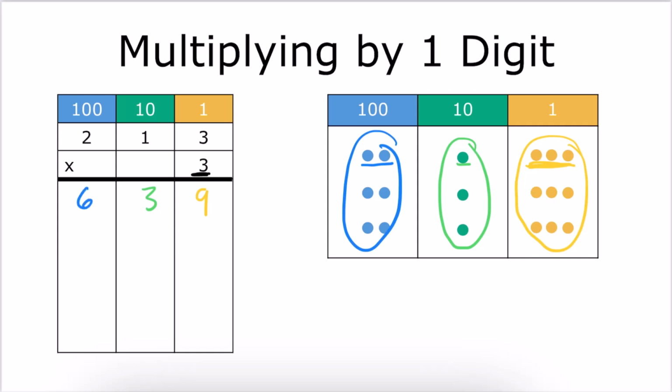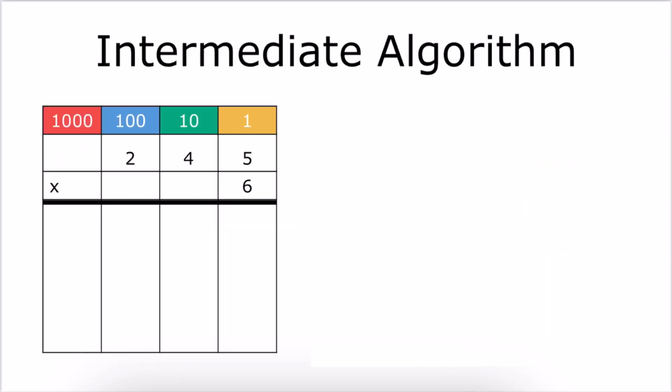And again, you could show this with base 10 blocks if you wanted to do that. And so this is what it looks like when you're multiplying by one digit. But this is a very easy example where none of these numbers were greater than 10. If they are greater than 10, then you'll have a situation where you have to exchange 10 ones for a 10 or 10 tens for 100. And so this is where the intermediate algorithm is useful.